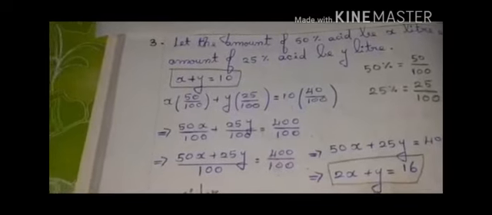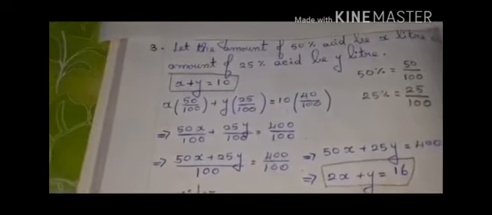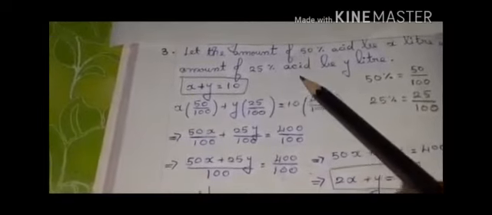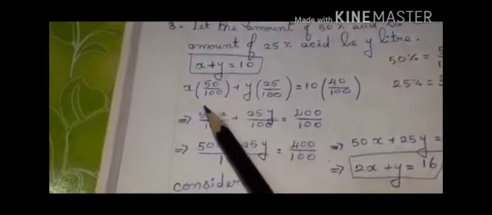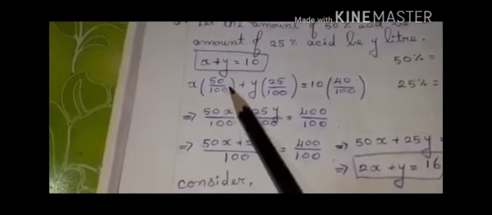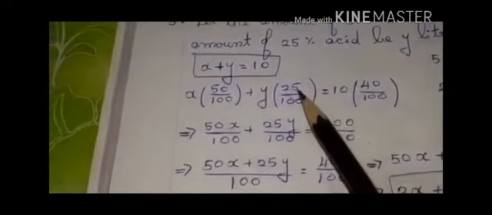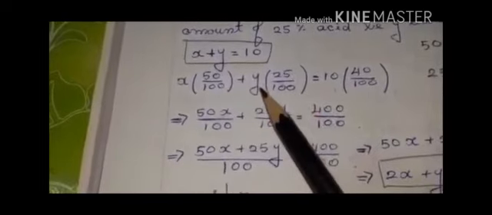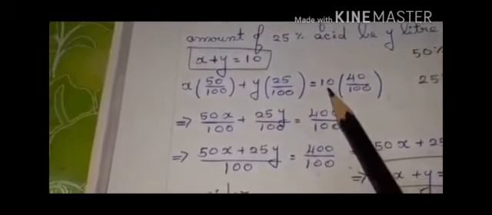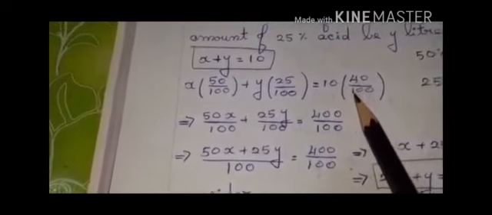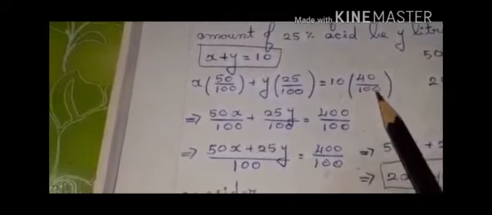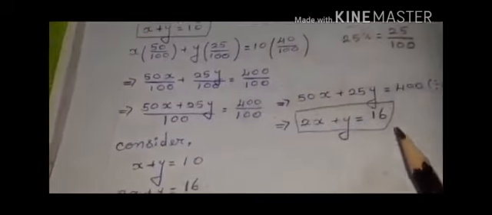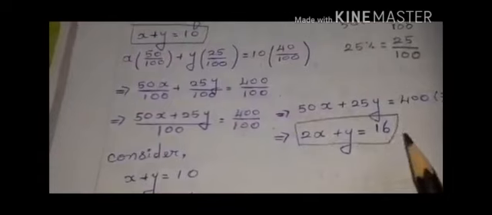Third question. Let the amount of 50% acid be X liters and the amount of 25% acid be Y liters. I am framing two equations here. X plus Y equal to 10. And the second equation, 50% of X, that is 50 by 100 of X, and 25 by 100 of Y equal to how many? Totally I am having 10 liters. In that 40% of acid I am mixing, students. So 10 into 40 by 100. After simplifying the equation, I will be getting 2x plus y equal to 16.